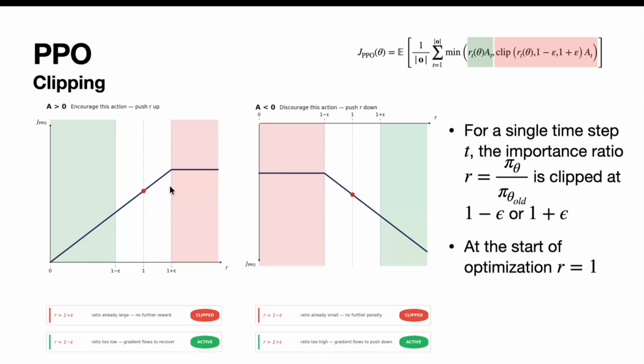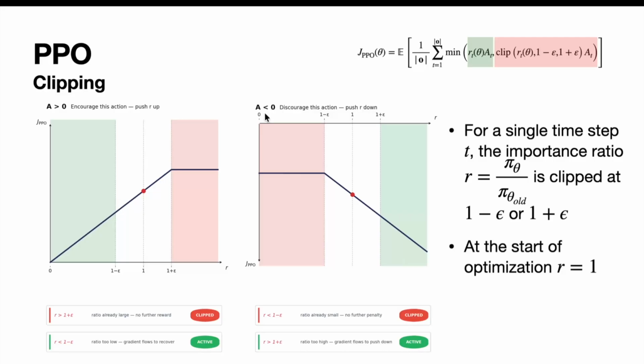On the other hand, if R is much smaller than 1 minus epsilon, it means the probability of a good token has dropped too much. In that region, we keep the unclipped objective active, so the gradient can push the ratio back up.